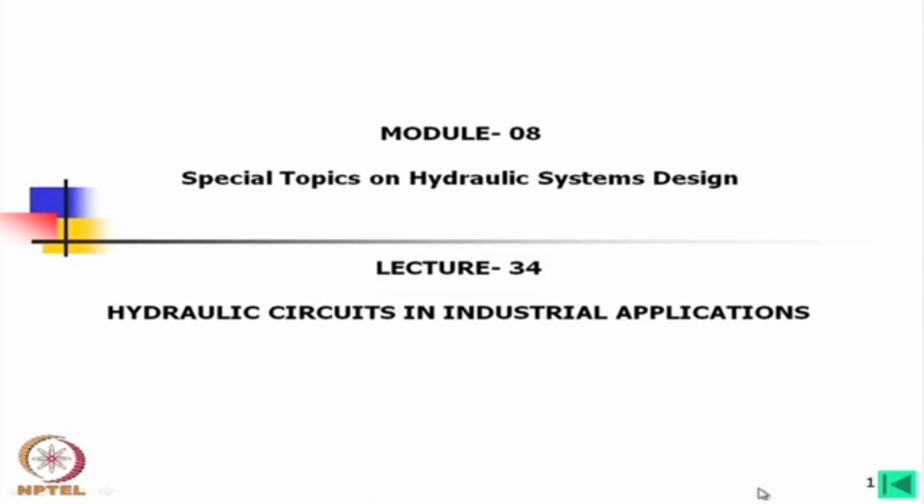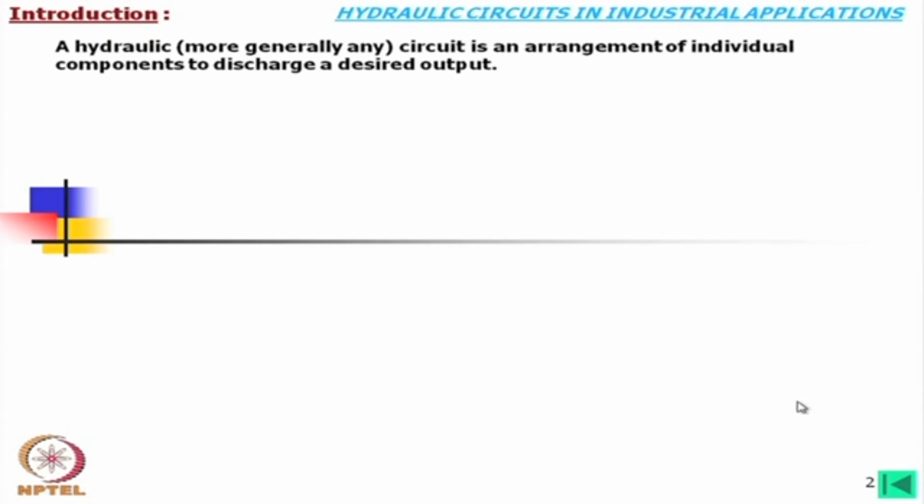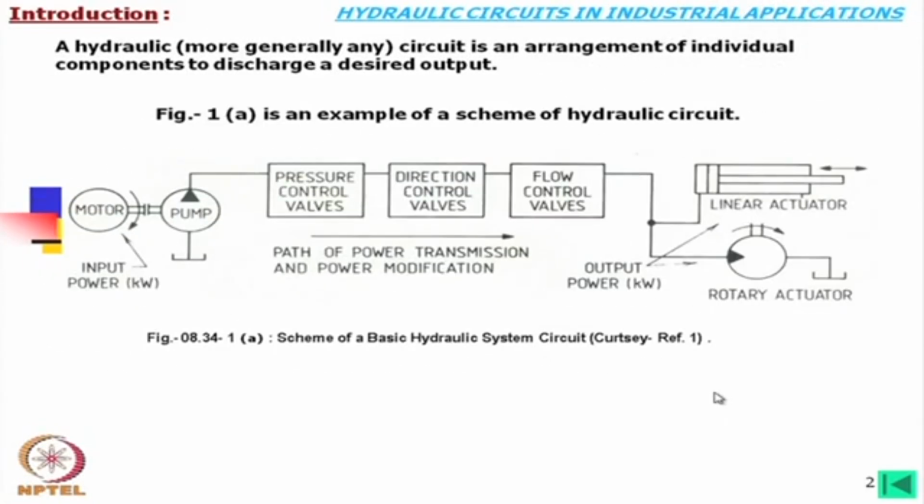Welcome to today's lecture. This is on hydraulic circuits in industrial application. Now, a hydraulic, more generally any circuit, is an arrangement of individual components to discharge a desired output. Now, here we find an example, a scheme of hydraulic circuit.